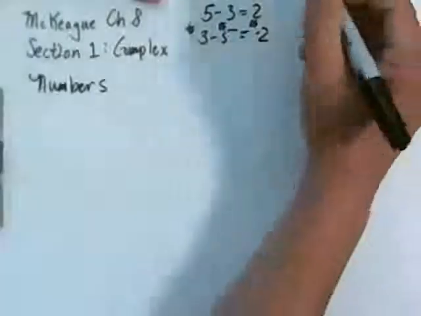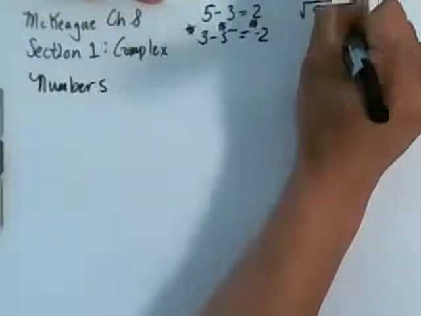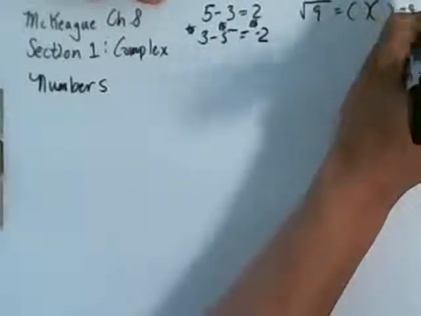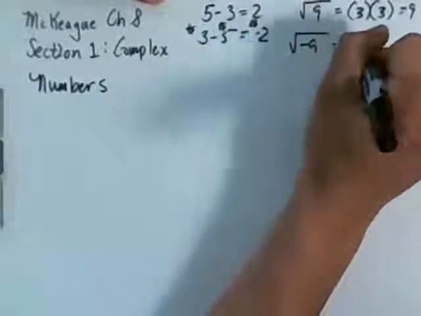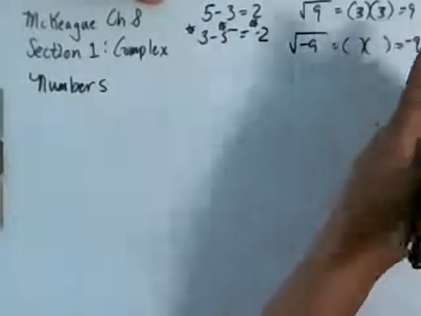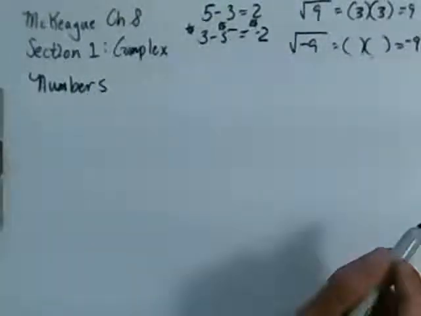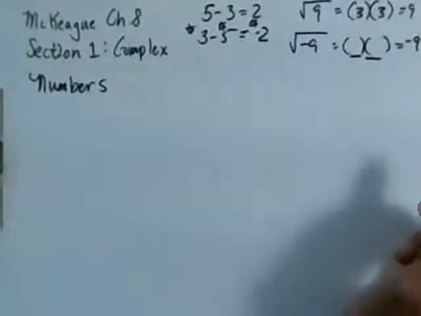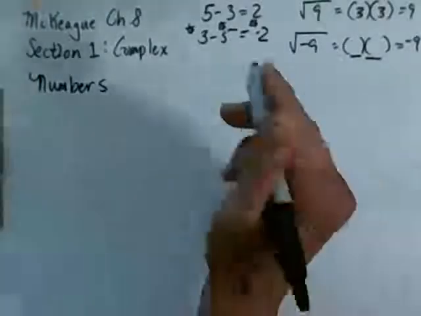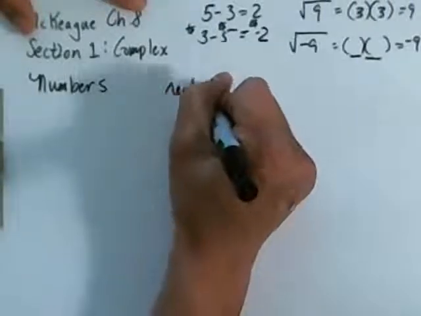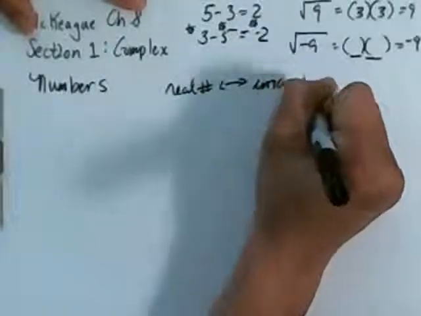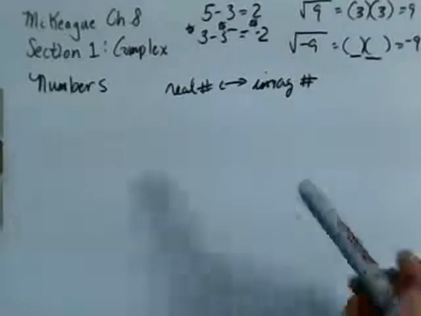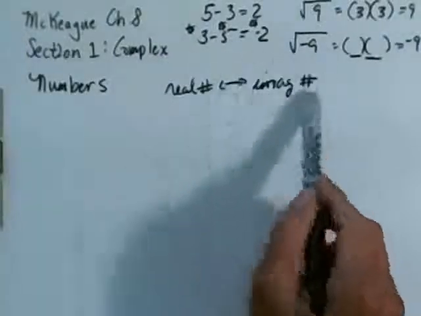So let's look at this one right over here. What's the square root of 9? What times itself equals 9? That's 3 times 3. Well, let's look at the square root of negative 9 now. What times itself, by definition, equals negative 9? It's impossible. You're going to have to deal with the imaginary number now. You say, what? Imaginary numbers? So if you have a real number, then you must have an imaginary number. Imagine that. There are real numbers and there are also imaginary numbers now.